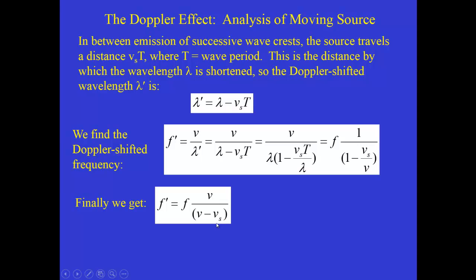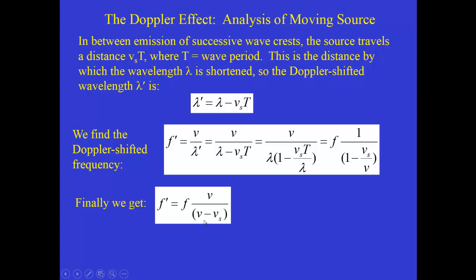Vs is the source velocity. F is the original frequency when there's no motion, and f prime is the frequency measured by the listener. And you can see in this case what we have is a fraction where the denominator is smaller than the numerator because of the minus sign, which means that this term will end up being greater than 1. So f prime will be greater than f.